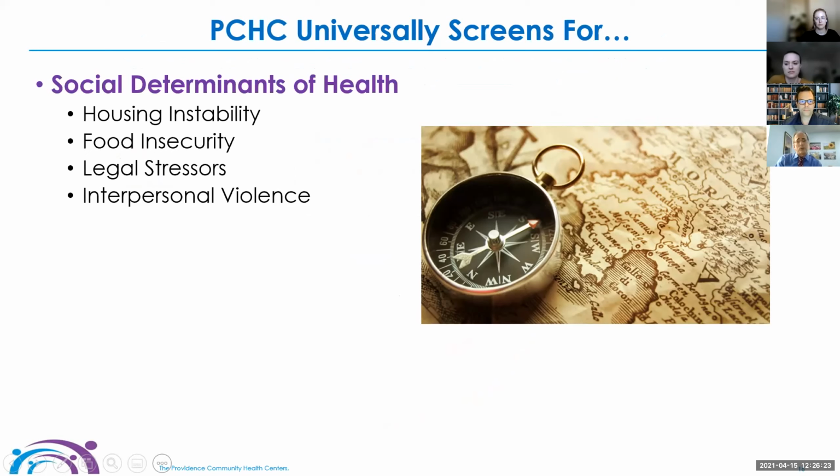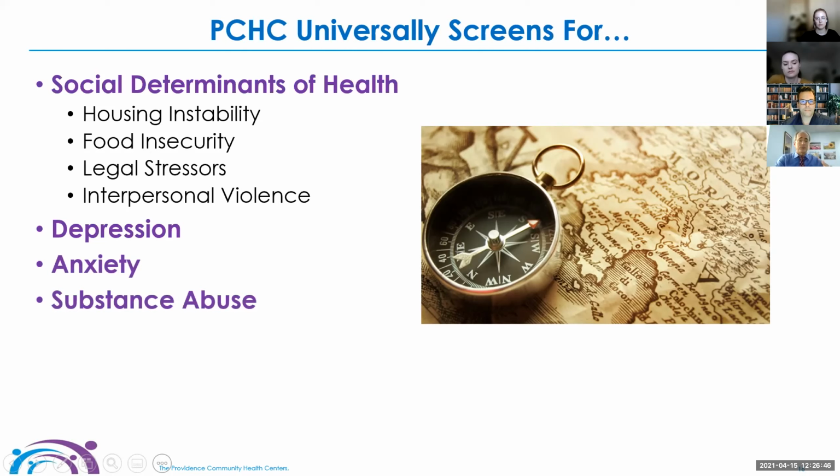But wait, there's more. If you want to really survive and thrive, bearing risk, taking care of a population, we're also screening for depression, the great multiplier. When you've got depression interfering with heart disease, it just doubles the cost. People who are depressed just don't get better. You have to address depression and anxiety and substance abuse.